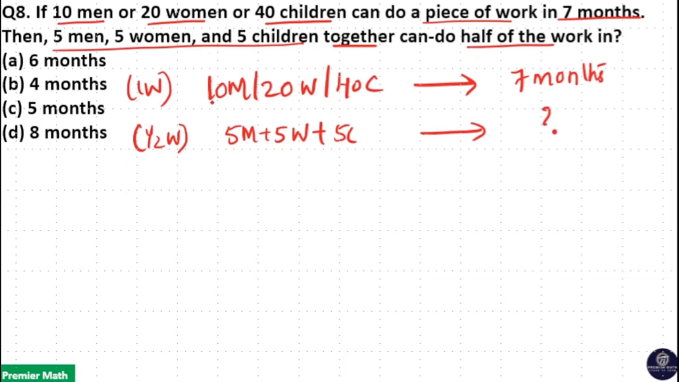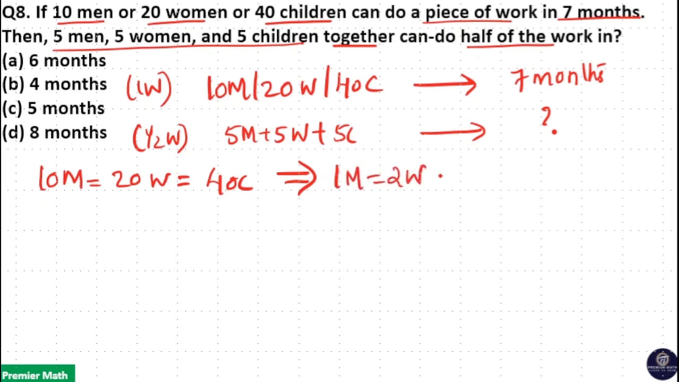Here from this statement, 10 men is equal to 20 women is equal to 40 children, because 10 men or 20 women or 40 children are all doing the same work in the same duration. So this implies that 10 men is equal to 20 women means that 1 man is equal to 2 women. 10 men is equal to 40 children means that 1 man is equal to 4 children. And 20 women is equal to 40 children means that 1 woman is equal to 2 children.